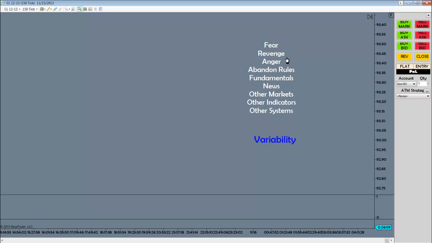They have fear, revenge, anger. You abandon rules if you ever even had them. Things get really bad. You start grasping at vapor, fundamentals, news, and then the ego defense comes in. It's blame, and it's not your fault, so you go to other markets, other indicators, other systems. All this stuff makes you interact in a variable fashion with the market, so you're never able to get on top of that equity curve. All right, now technology is the name of the game here, so let's check some stuff out.